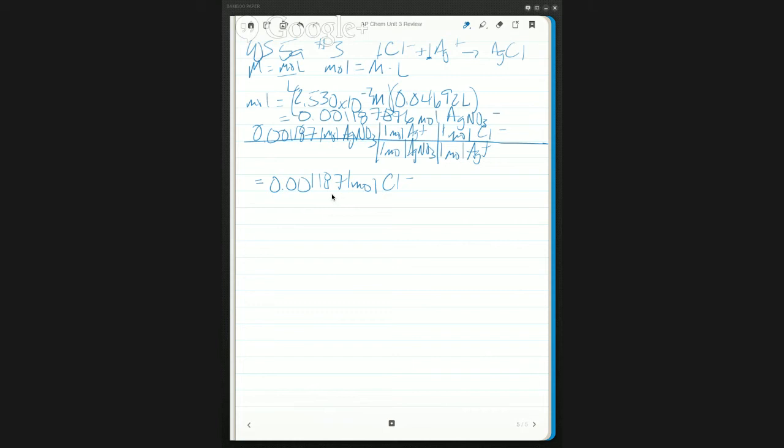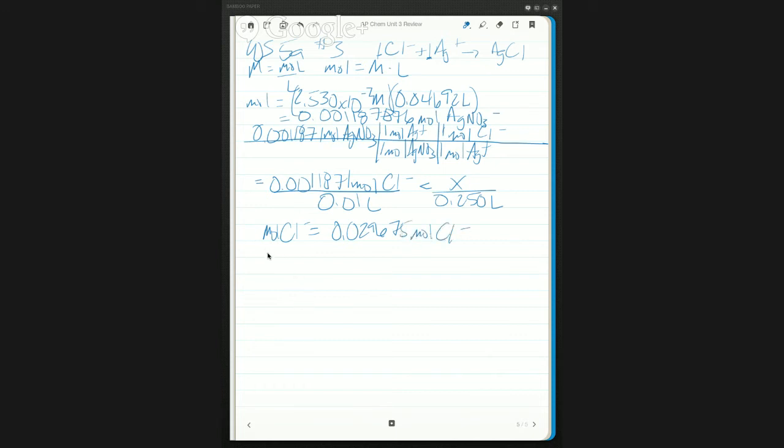Okay, now that was how much we have in 0.01 liters. We want to know how much there is then, X amount, if it's 0.250 liters. When we solve this equation, we come out with our moles of chloride in the original 250, which was 0.029675 moles of chloride.